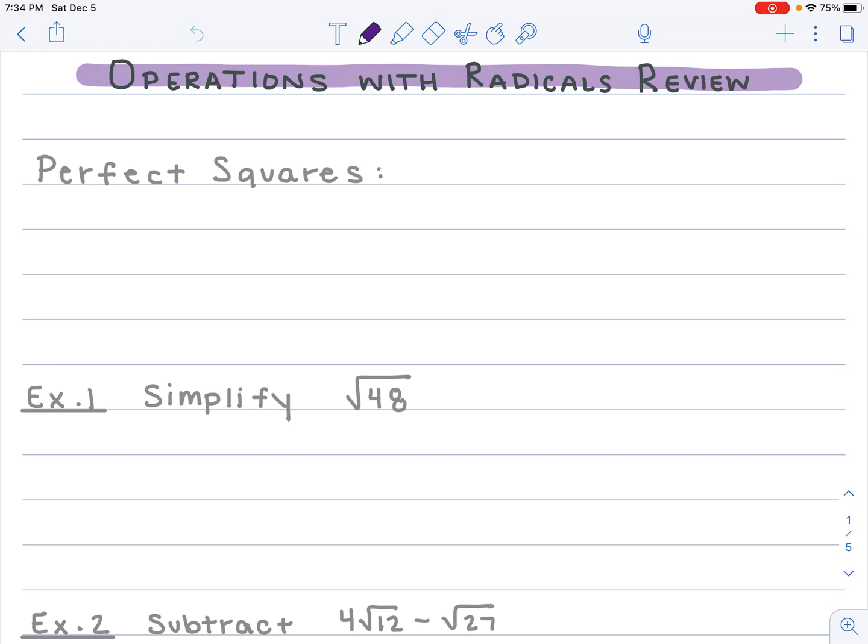So first off, we have things called perfect squares. That's when you take a number and you multiply it by itself. I always write my perfect squares under the radical because that's what we're looking for in the end.